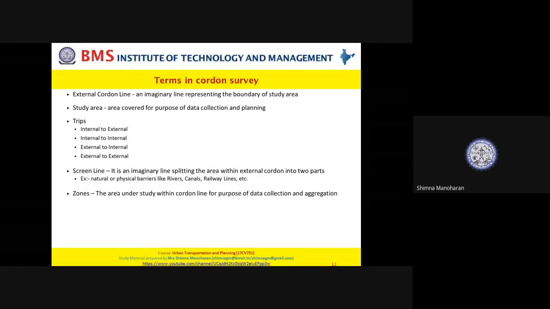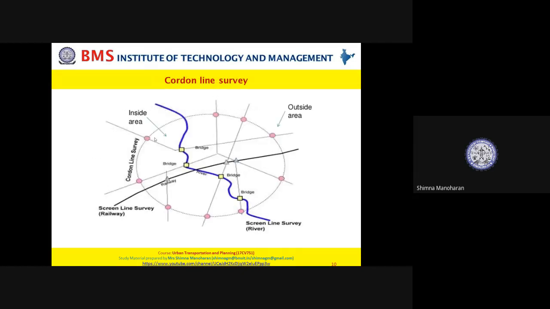So there are a few terms in cordon survey. You have the external cordon line, that is nothing but the imaginary line that represents the boundary of the study area. Then you have the study area, which is covered for the purpose of data collection and planning. The area that has been enclosed by the cordon line is the study area. So all the data collection, the surveying, everything will be conducted within this boundary.